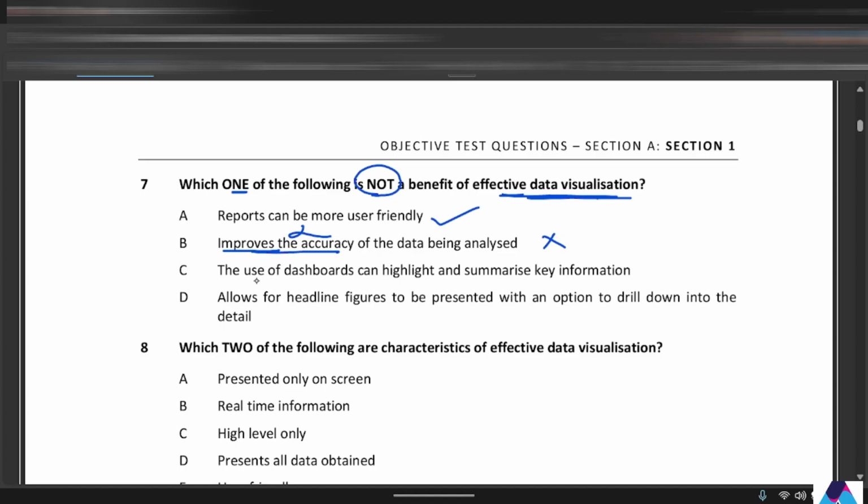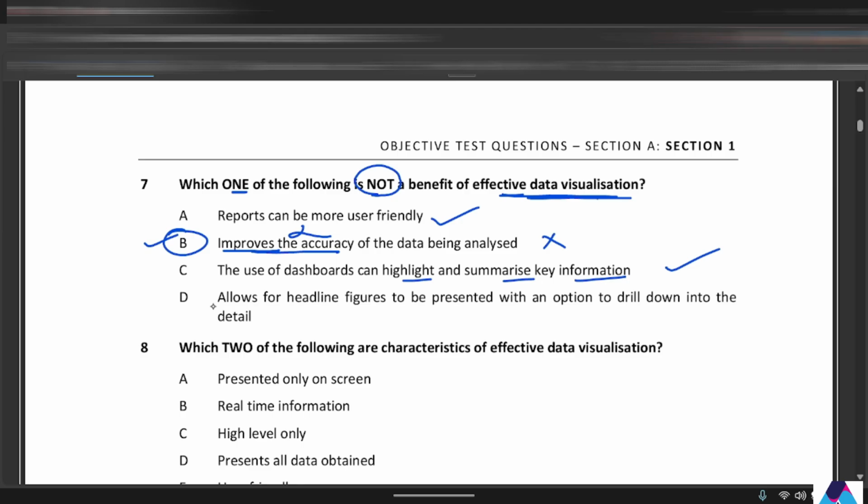So part number C says the use of dashboards can highlight and summarize the key information. By the way, we know that part number B is our answer because the question says which one of the following is not. So this is the one which is not a benefit of effective data visualization. But we'll continue reading the remaining points. Let's read part number C. The use of dashboards can highlight and summarize key information.